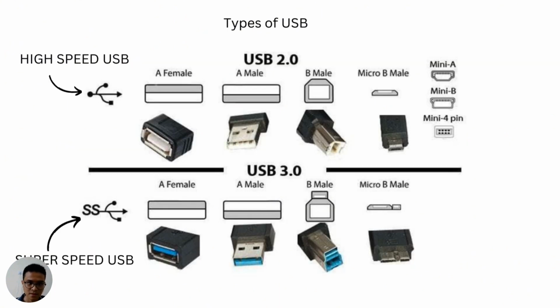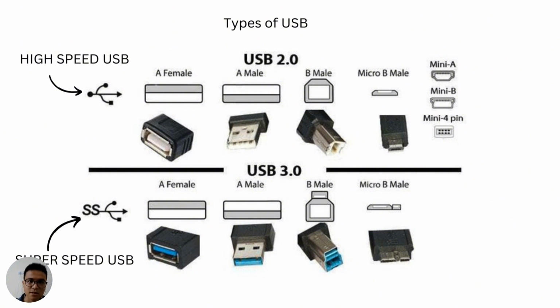And there are many types of USB. For the first one, USB 2.0, the logo is like this, the high-speed USB. This logo refers to high-speed USB, and for the USB cables, the A female looks like this, and the A male is like this. B male is this, then micro B male, mini A, mini B, and mini 4 pin.